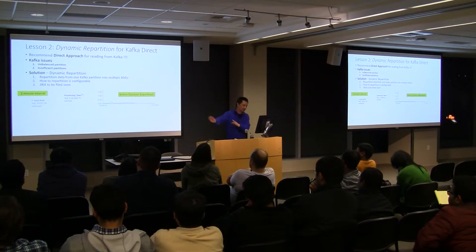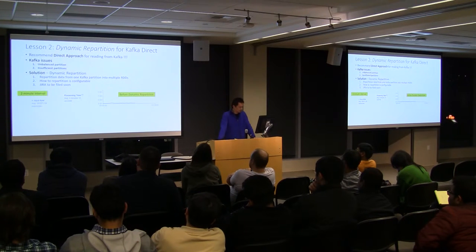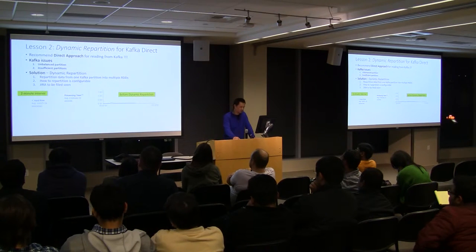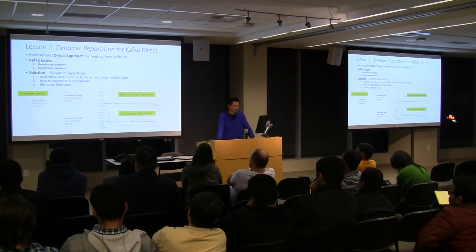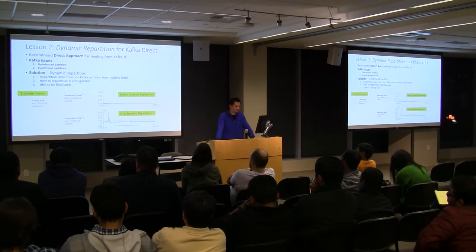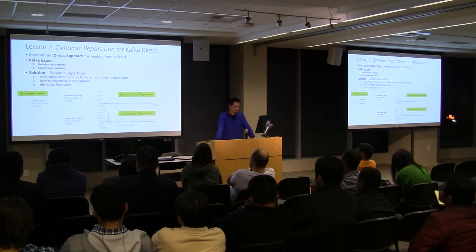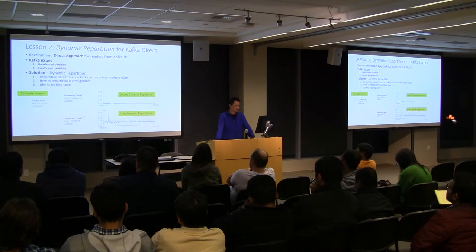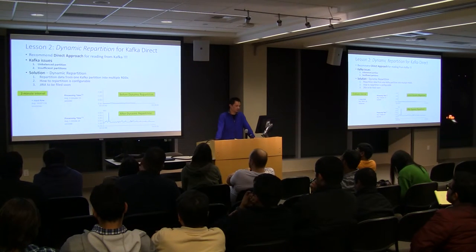So you get a delay piled up. It actually takes more than, on average, 3 minutes to finish. After we apply this dynamic repartitioning, you can see the average processing time has dropped by half. So the job can finish within the job interval, which is 2 minutes. So it turns out this repartitioning works pretty well.